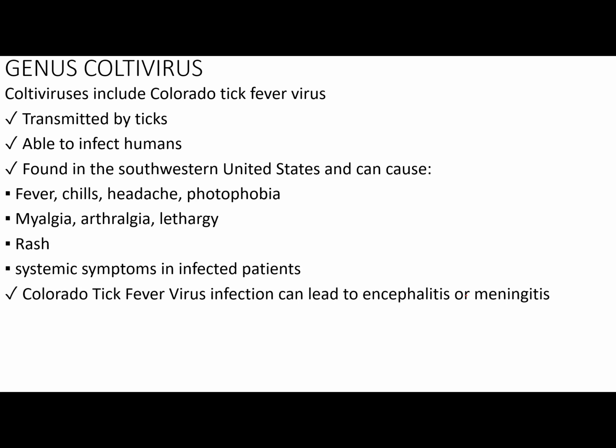Then we have the genus Coltivirus. So this would include the Colorado tick fever virus. If it's tick fever, they are usually transmitted by ticks, able to infect humans, and found in the southwestern United States, and could cause fever, chills, headache, photophobia, myalgia, arthralgia, lethargy, and even rash. Systemic symptoms would occur in infected patients. And in some cases, the virus infection can lead to encephalitis or meningitis.